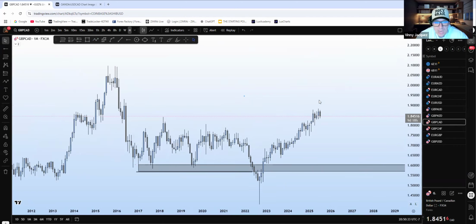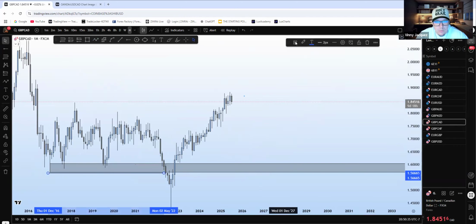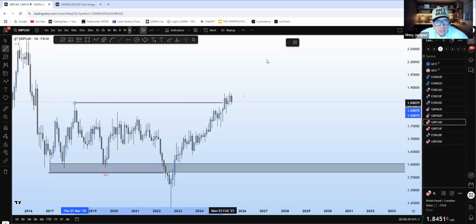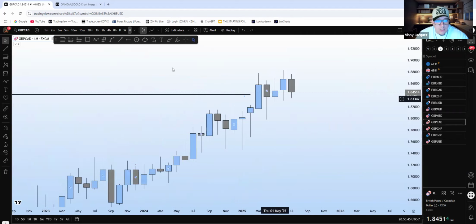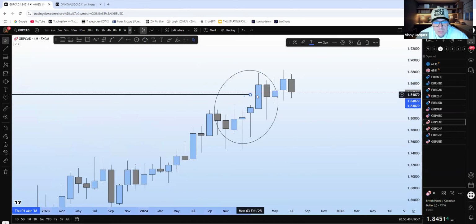Now let's take a look. We have the change of direction. Let's just mark this up clean. BOS to the downside, change of direction to the upside. Let's mark it up. So we can see here that this is the breakout rally that gave me my change of direction, but it also gave me a break of structure here.